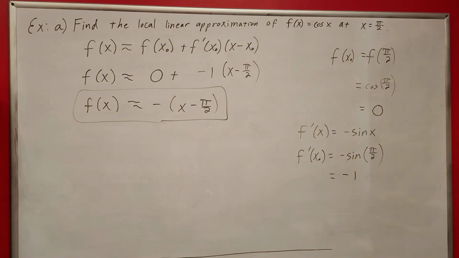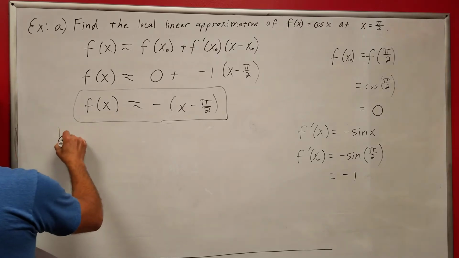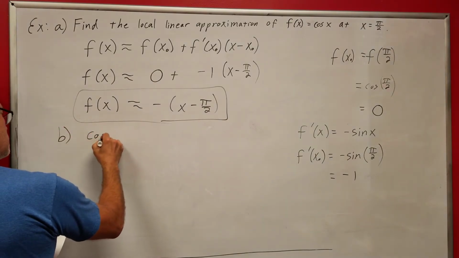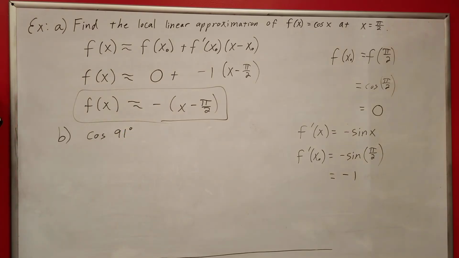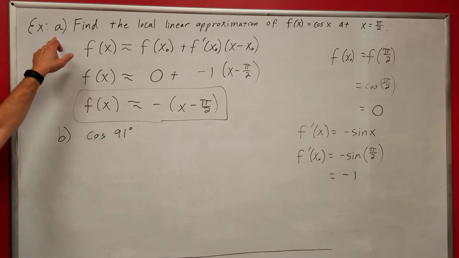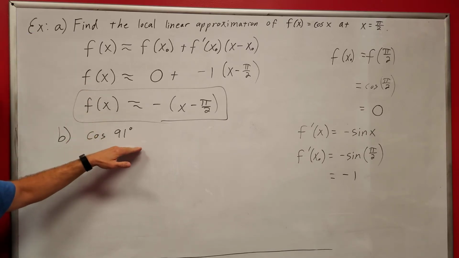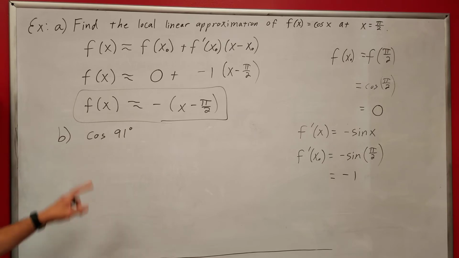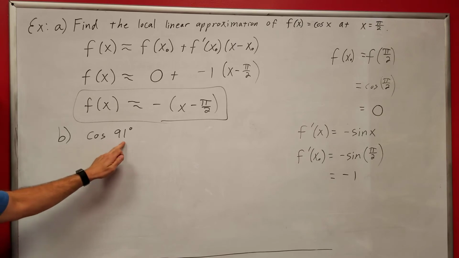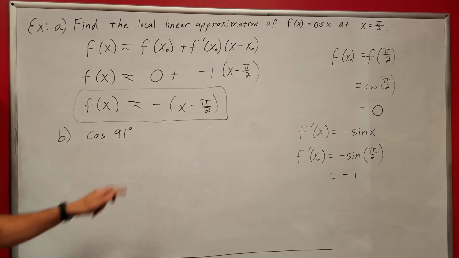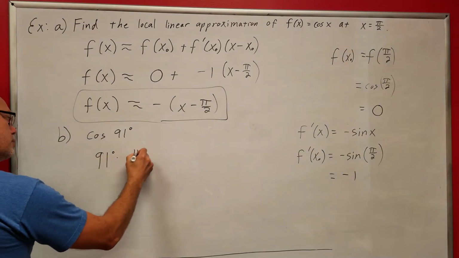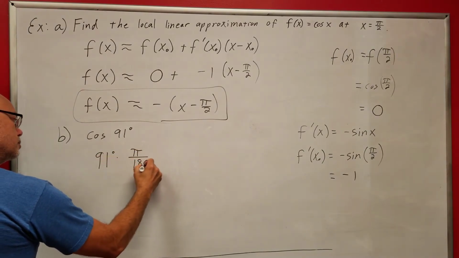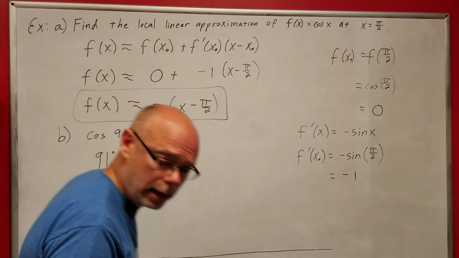All right, part B says, use part A to approximate cosine of 91 degrees. All right, let's keep in mind here, whenever we're dealing with calculus, we're in radians unless we specify otherwise. So what I need to do is convert 91 degrees into radians first. So I'm going to say 91 degrees times pi over 180 degrees.